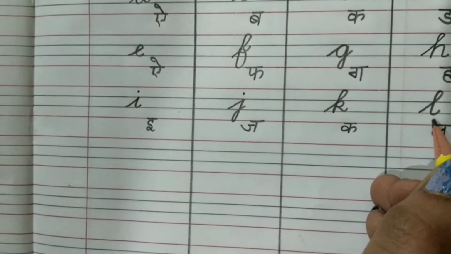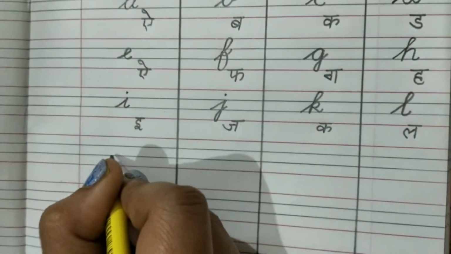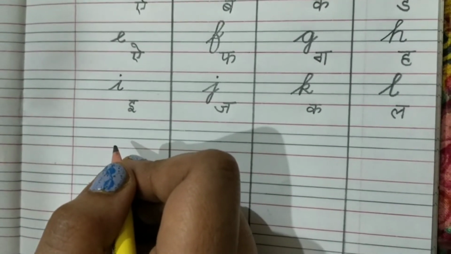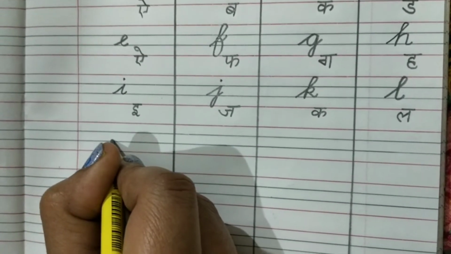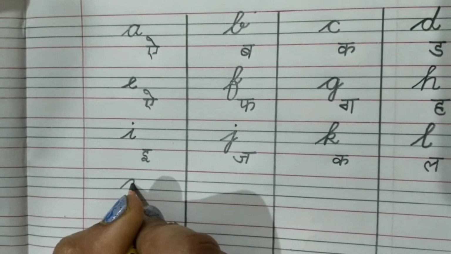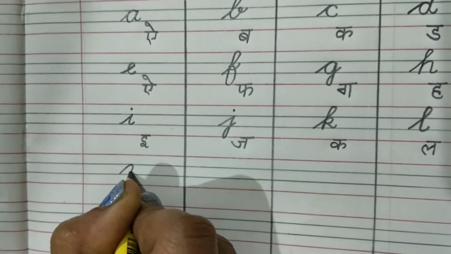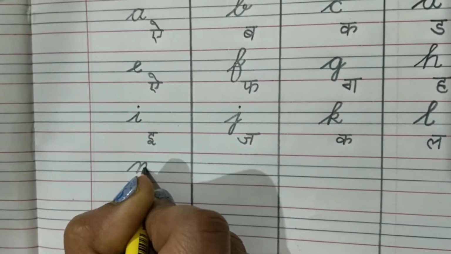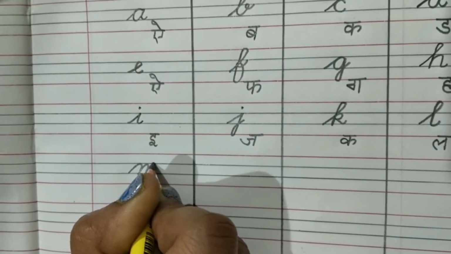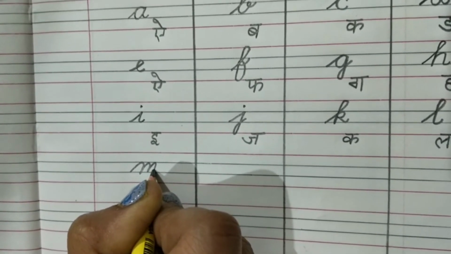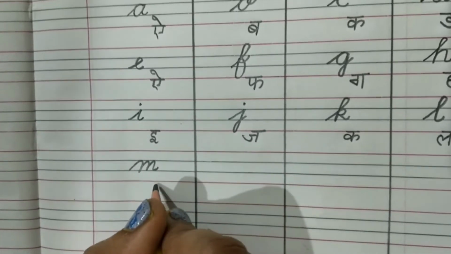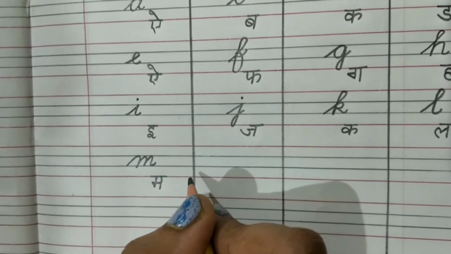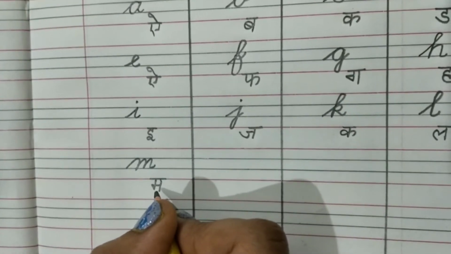Now after L we have letter M. M says M. Make a slant line, then turn like this and again go upward, turn, again go upward and again down, touch the black line like this. M says M. M monkey, M moon. M says M.